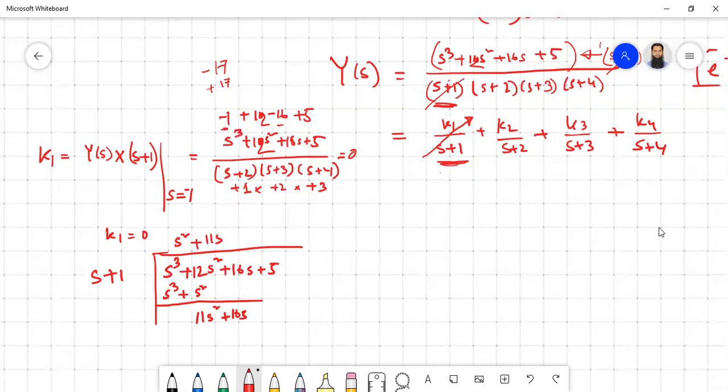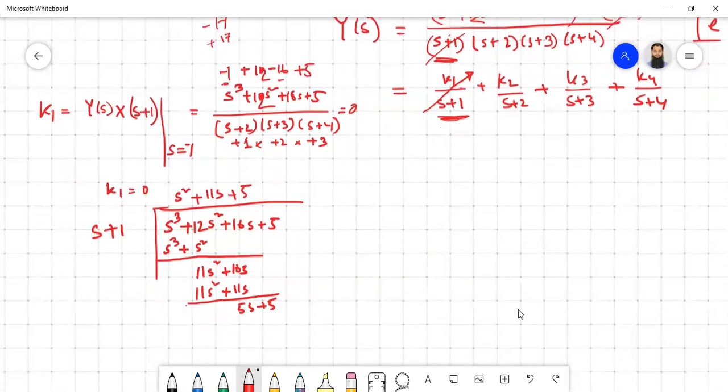Okay, so 11S squared plus 11S. As you can see, this is 5S plus 5. Now if you just give 5 here, then you can see that it will become 5S plus 5. Okay, it's done. So basically you can see that this expression is completely divisible by S plus 1. In the numerator we have S plus 1, as well as in the denominator we have S plus 1. So that is why your K1 is becoming 0.